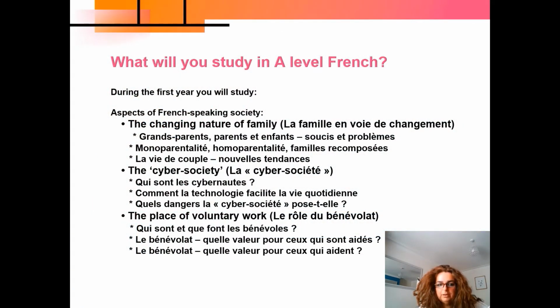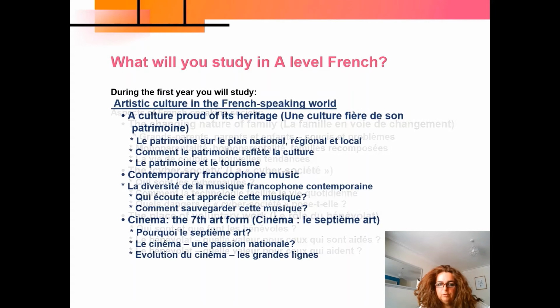We look at the different topics through the eyes of the French-speaking society. So we have the changing nature of family, cyber society, which we do as our first topic in the first year, and place of voluntary work still in the first year. We also cover artistic culture with a look at French heritage and Francophone heritage throughout the world, contemporary French music, which we enjoy throughout the course, and the cinema, the seventh art, and its place in our current contemporary society.